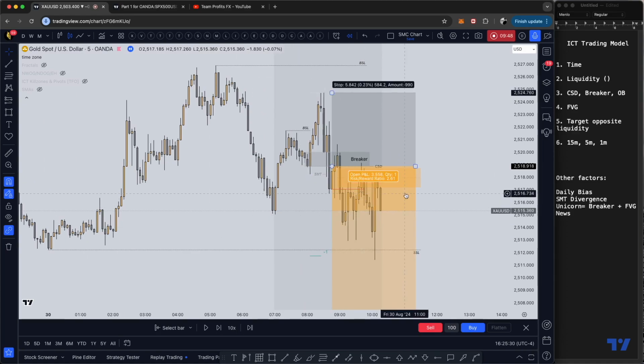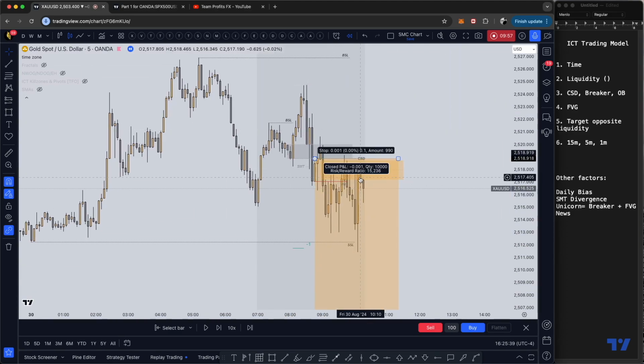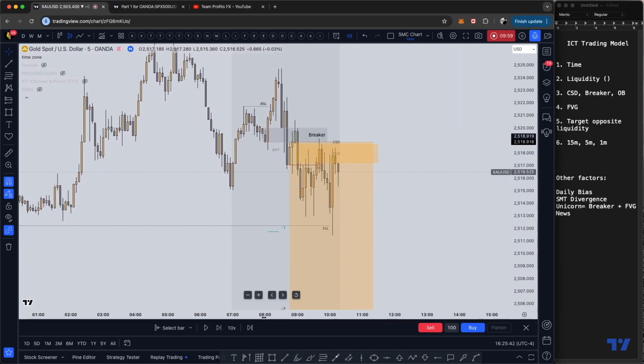Getting back up. Okay, so this is what's happening. Price just swept this liquidity. As soon as that liquidity gets taken, you take partials and you move your stops to break even. Price is trying to come back up. Let's see if it's going to get us out on break even.